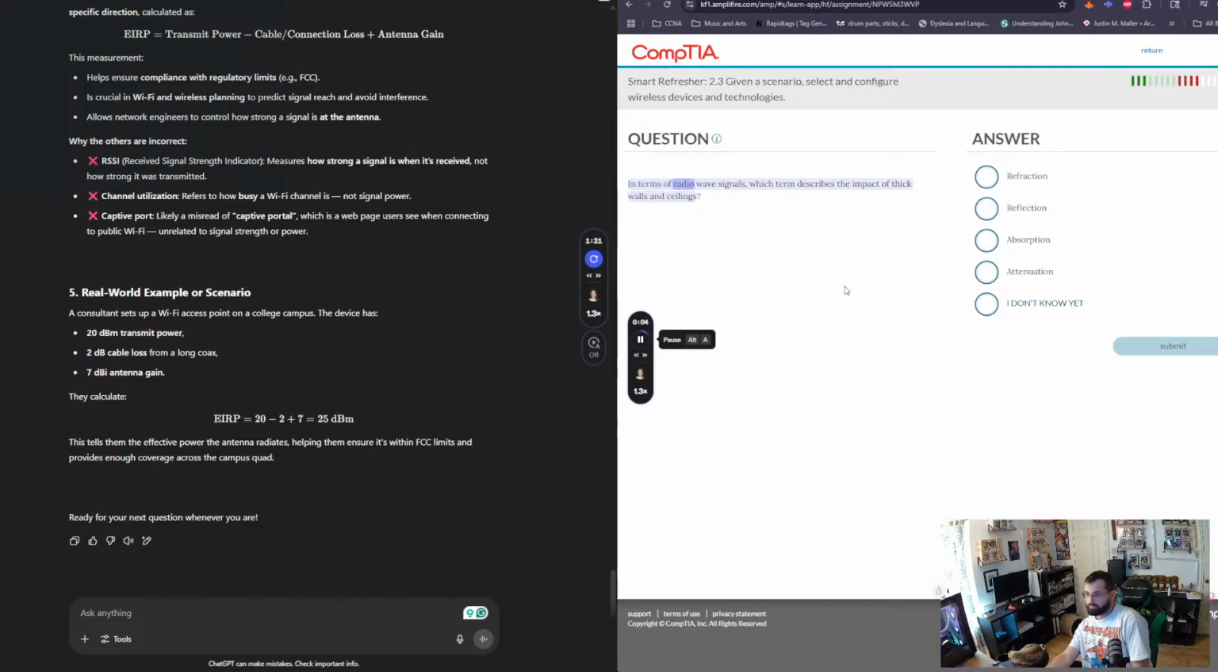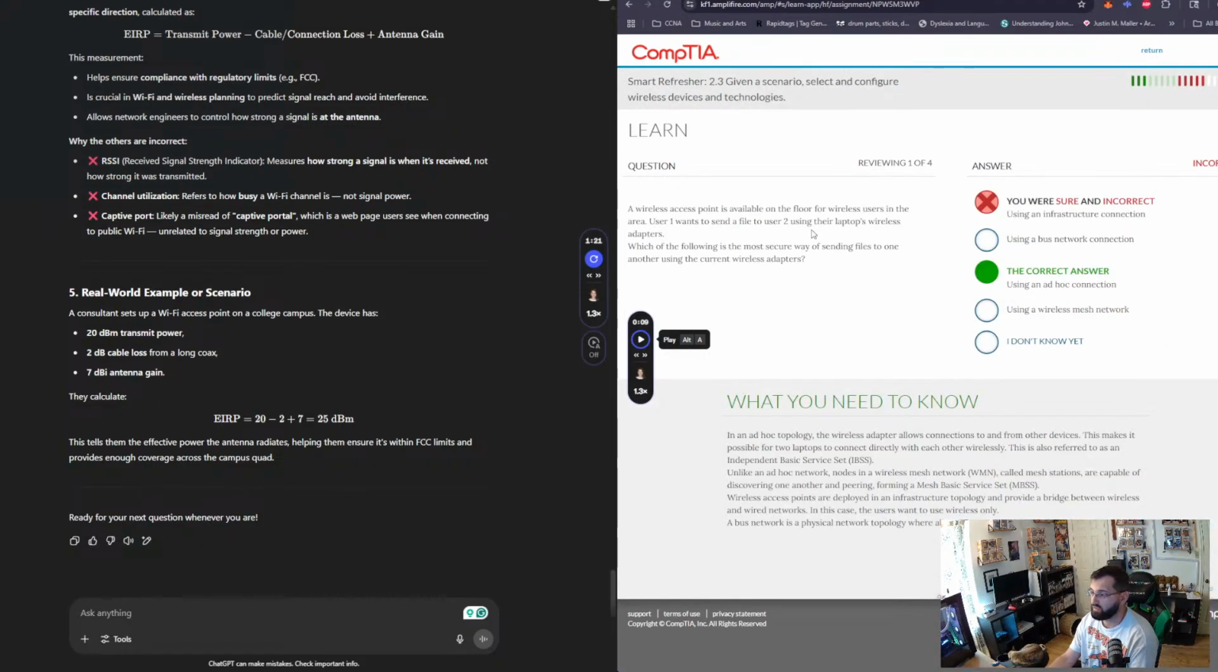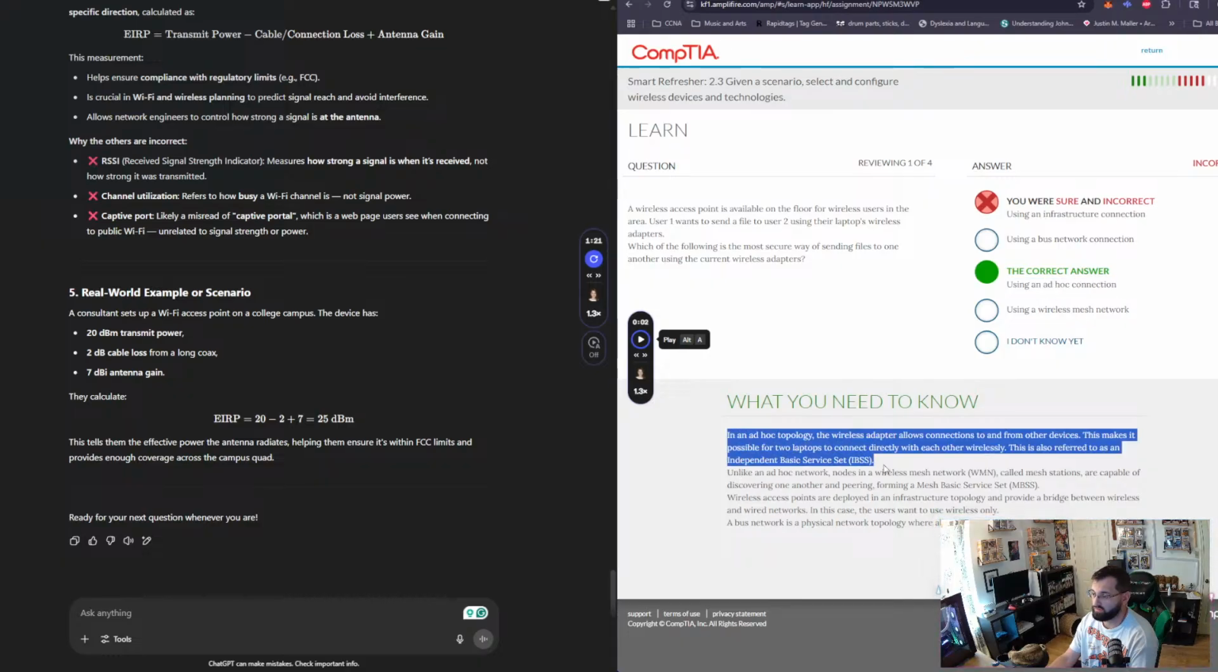In terms of radio wave signals, which term describes the impact of thick walls and ceilings? Absorption. No, attenuation. Attenuation is the degradation of a signal. It's going to degrade the signal. How come that's not the answer? Okay, see, I don't know what this is. Let's see what we get.